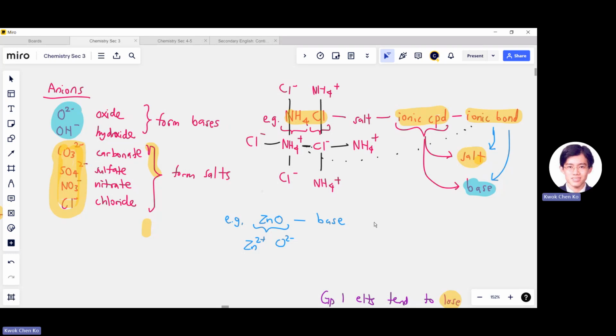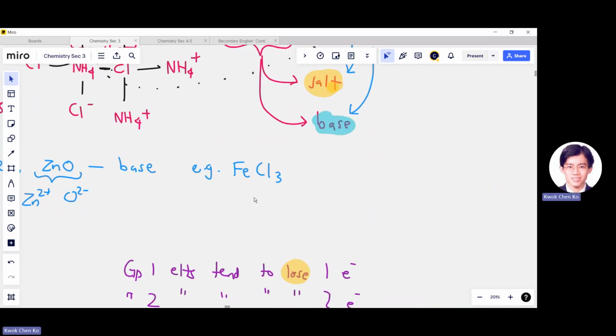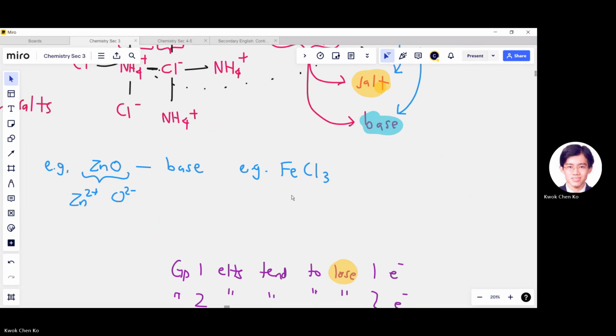Here, on the other hand, if I have something like this, okay, I throw you this formula here. Now, same thing. Make sure you recognize it's an ionic compound. I have a metal, I have a non-metal. Since it's an ionic compound, what is the cation and what is the anion?